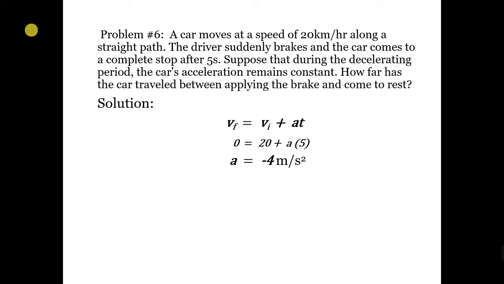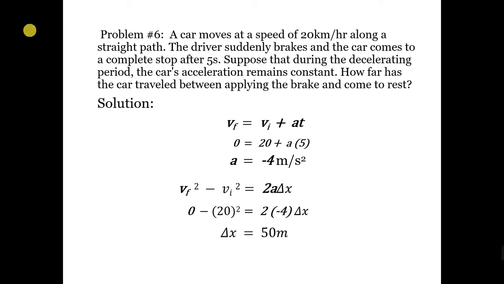Therefore, acceleration is equal to negative 4 meters per second squared. It means that the car decelerates before it stops. Then we can now directly use the kinematic formula. After we substitute all the values into the formula, the result for the distance traveled by the car is equal to 50 meters.